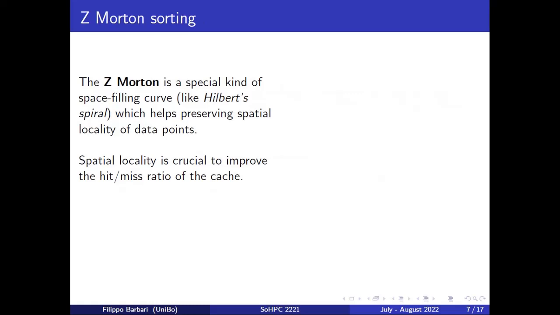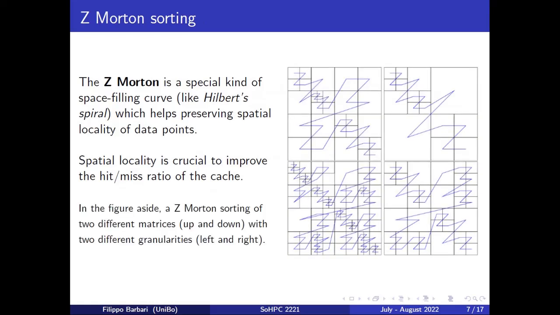The Z-Morton is a special kind of space-filling curve, like, for example, the Hilbert spiral, which helps preserve the spatial locality of data points. When multiplying two matrices together, it is really important to find the neighboring non-zero elements of the matrix to continue with the algorithm. In the figure aside, we can see an example of this Z-Morton sorting.